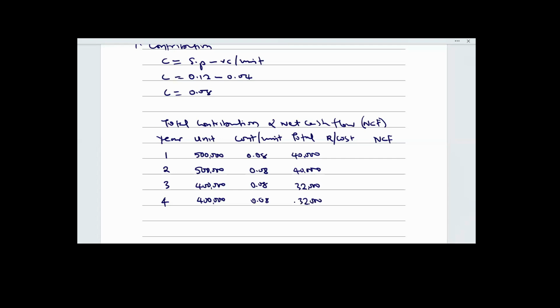Then I will go back to the question, what's the running cost? Examiner has told us year 1, running cost is 6,000, 6,500.